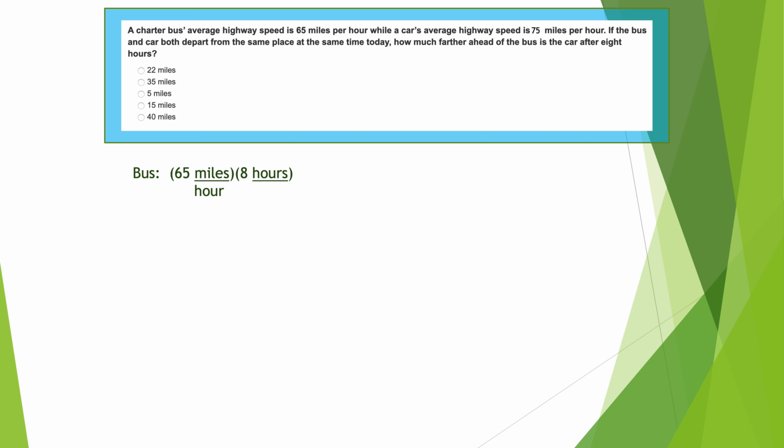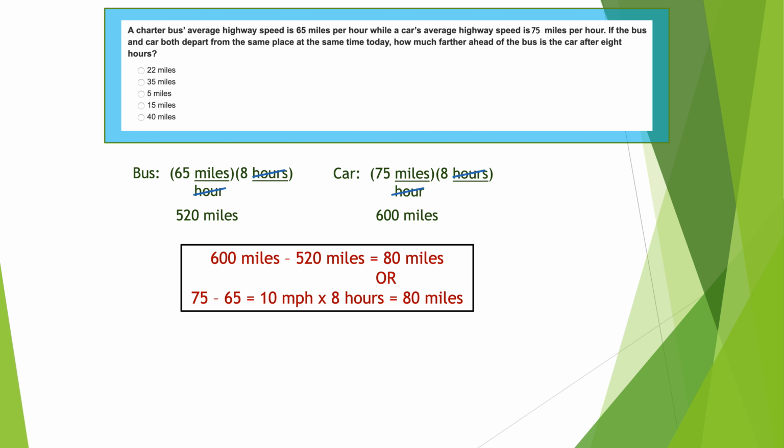Okay, so the bus goes 65 miles an hour for 8 hours. Killing off the hours there, that gives me a total of 65 times 8, 520 miles. The car goes 75 miles an hour for 8 hours. Killing off the hours, 75 times 8 is 600 miles. So, what's the difference? How much farther ahead is it? 600 minus 520 is 80 miles.